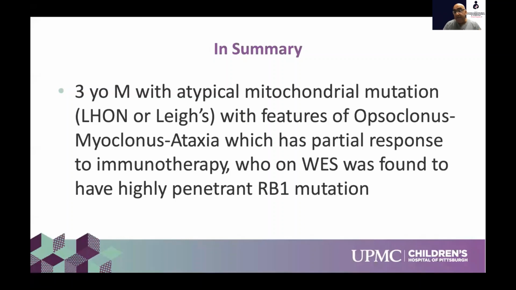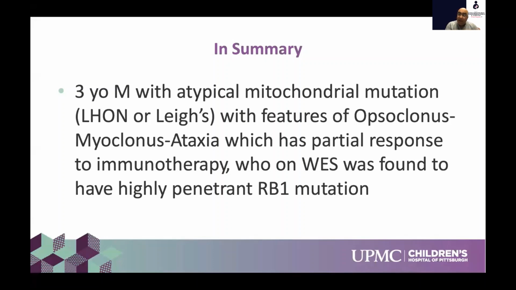This is a child referred to us by our pediatric colleagues. He was a 3-year-old male with atypical mitochondrial mutation that had been described in Leber's hereditary optic neuropathy or Leber's hereditary optic neuropathy plus, and had also been described as causing Leigh's syndrome. But he had features of opsoclonus myoclonus ataxia, which had a partial response to immunotherapy. So it was decided that a whole exome sequence would be done.